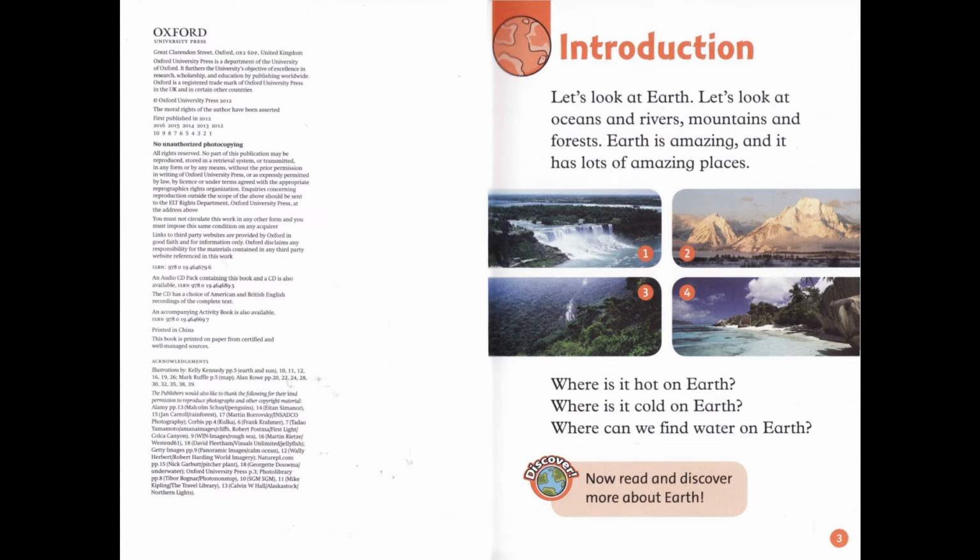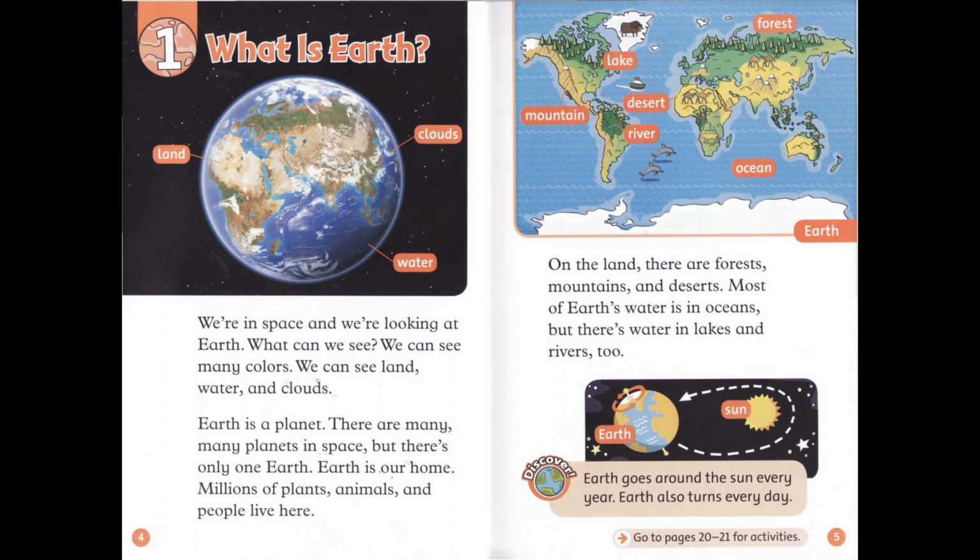Chapter 1. What is Earth? We're in space, and we're looking at Earth. What can we see? We can see many colors. We can see land, water, and clouds. Earth is a planet. There are many, many planets in space, but there's only one Earth.